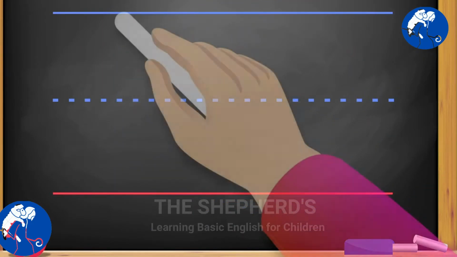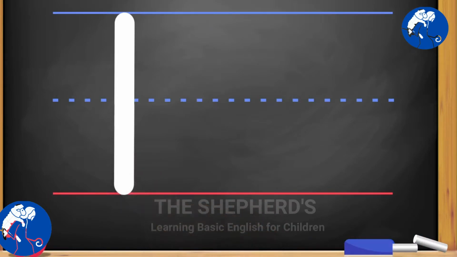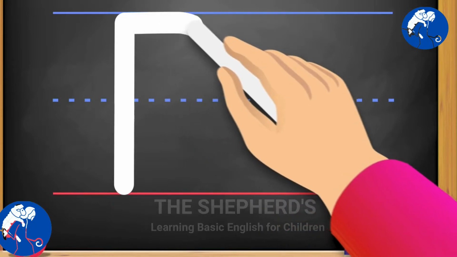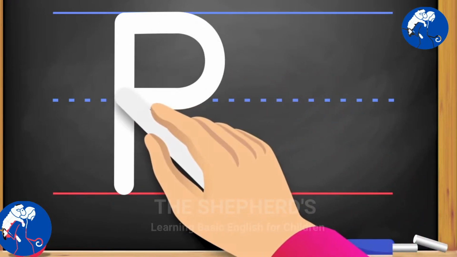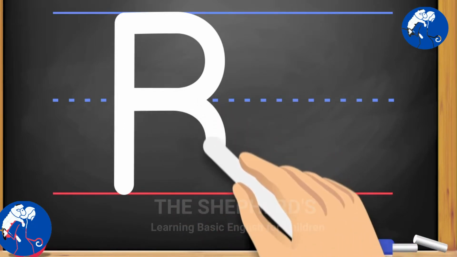Uppercase B, pull down, back on the top, around in, back in the middle, and around in again.